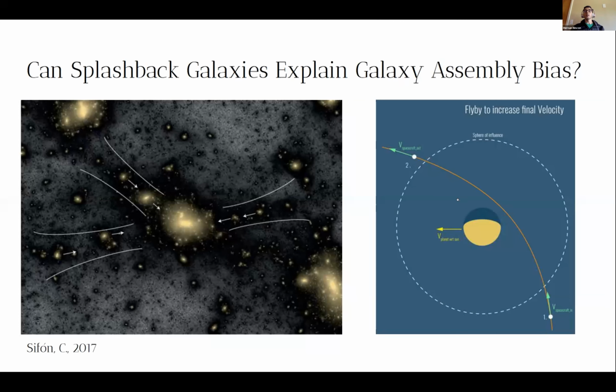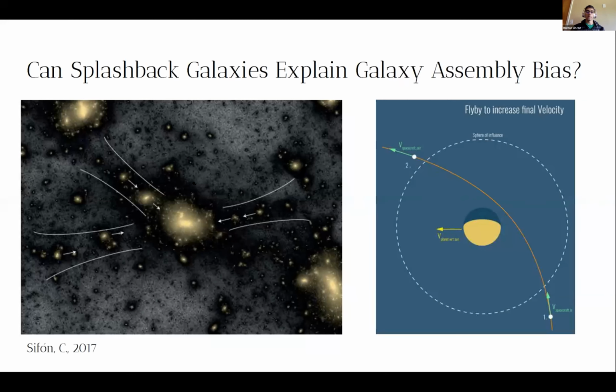Right? The cosmological structure of the universe is dynamic. You have all this gravitational interaction that's bringing galaxies into dense regions of galaxy clusters or massive central galaxies. And these infalling galaxies will sometimes interact with these big hosts in such a way that they actually perform a flyby maneuver around the host.